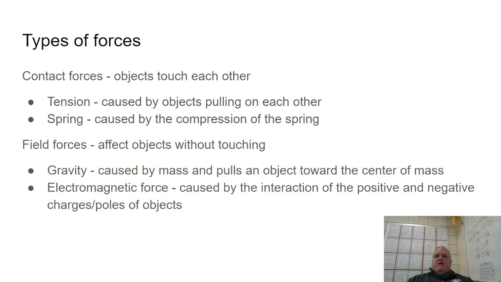Then there are field forces. Field forces affect objects without touching them. Here we have gravity. Gravity is caused by mass, and it pulls objects toward the center of mass. And then the electromagnetic force is a force that causes the interaction of the positive and negative charges or poles of an object, so they don't have to touch. I can hold a magnet up and pull something or push something that is metal along.